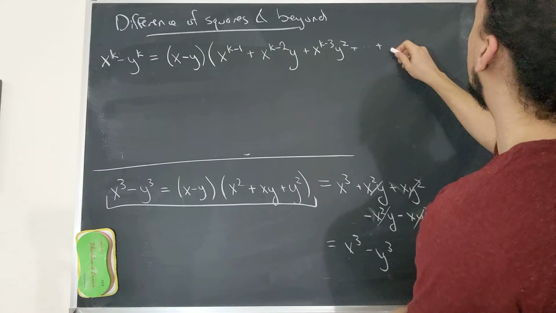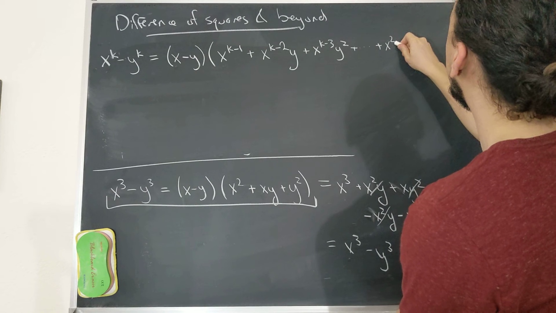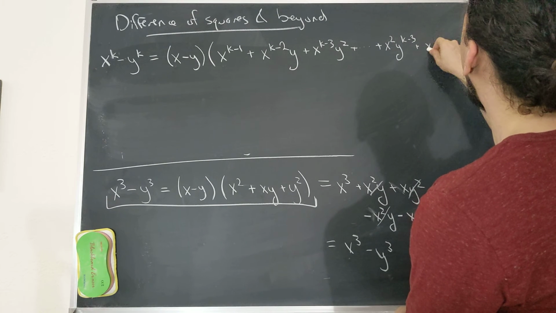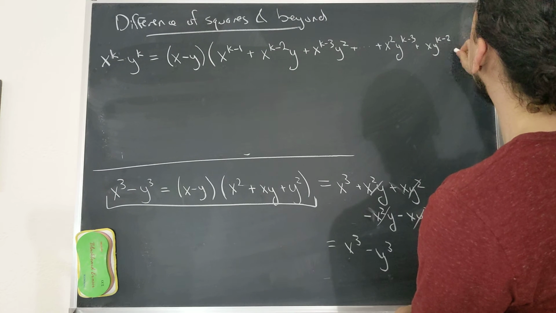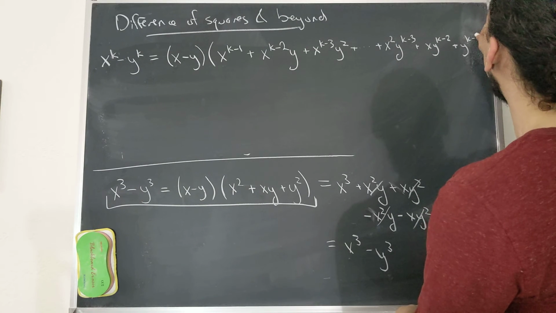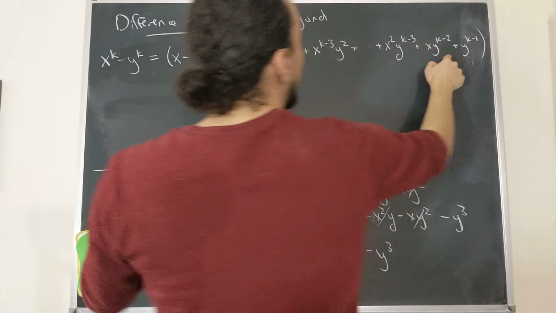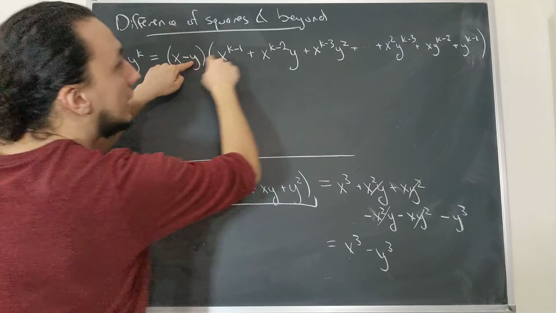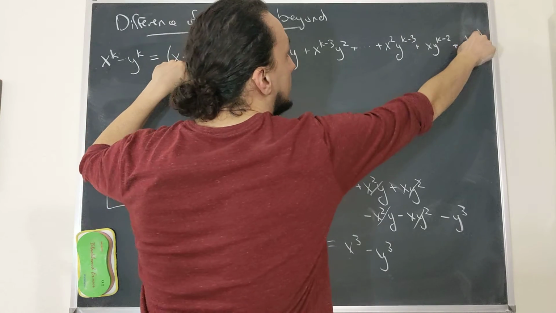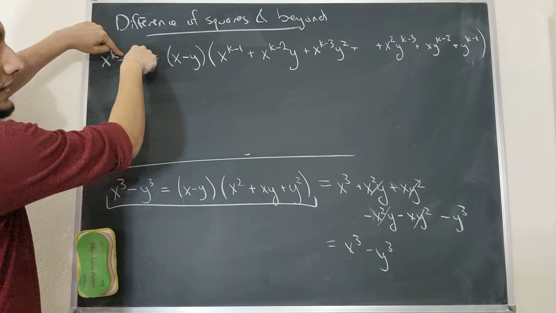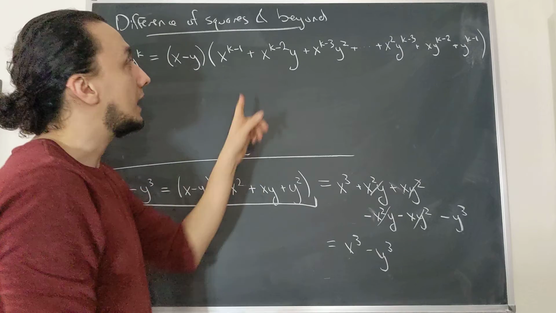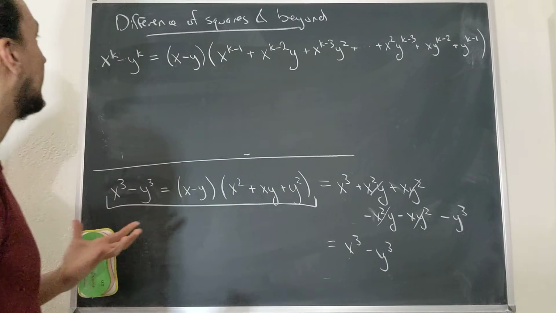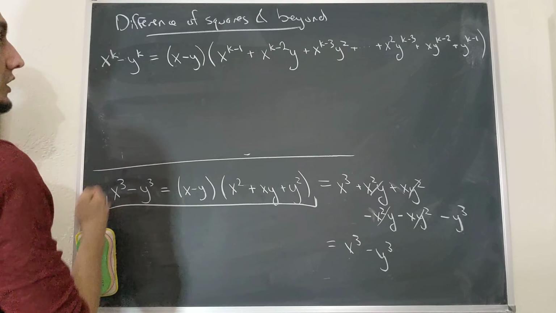to x squared times y to the k minus 3 plus x times y to the k minus 2 plus y to the k minus 1. And I'm ending at exactly the point I want to end at, because this minus y times y to the k minus 1 is going to give me my minus y to the k. And the hope is that all the in-between stuff is going to cancel out. Okay, so let's check that.